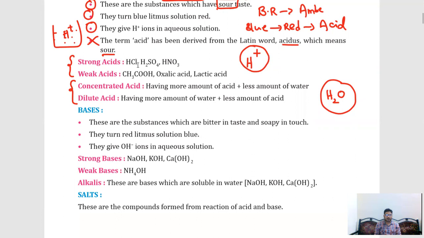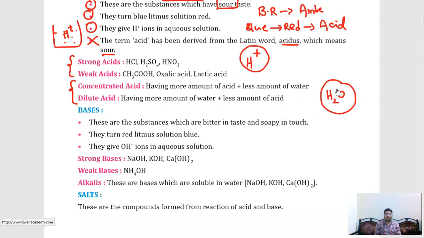HCl stands for hydrochloric acid. H2SO4 stands for sulfuric acid. HNO3 is nitric acid, etc. Weak acids: CH3COOH, acetic acid, oxalic acid, lactic acid, citric acid, tartaric acid. All these acids are weak acids which are edible. Acetic acid, if you take it and mix it with water, it will become vinegar, right?